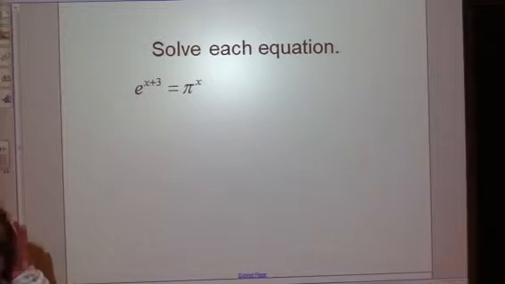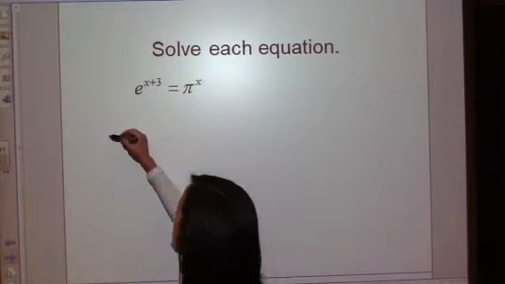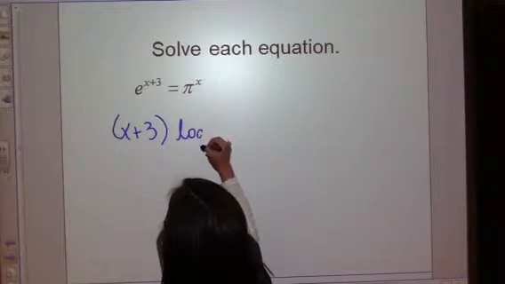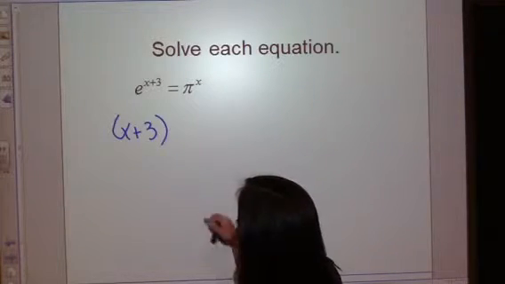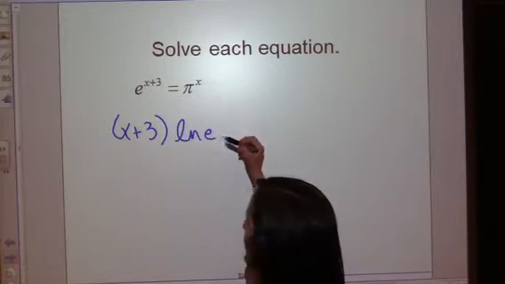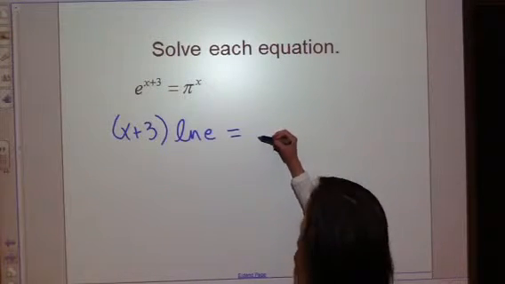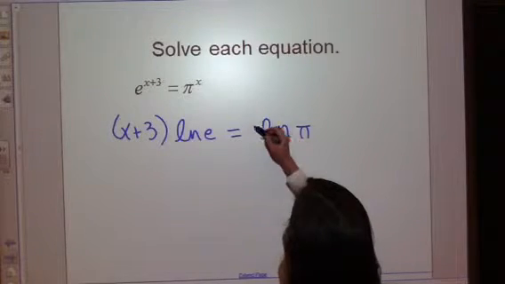All right, see if you can do this one on your own as well. So we got x plus 3 log e. Oh wait, I'm going to use ln e. Why would I use ln? You should say because natural log's base is e. So ln of pi with an x in front.